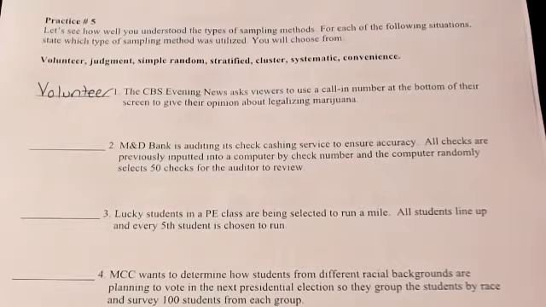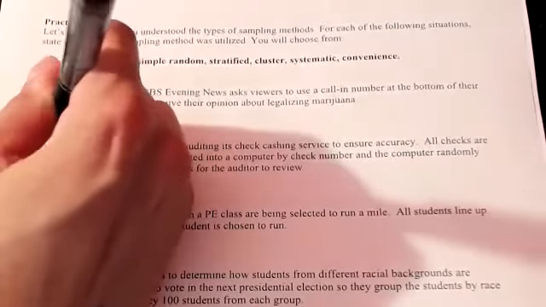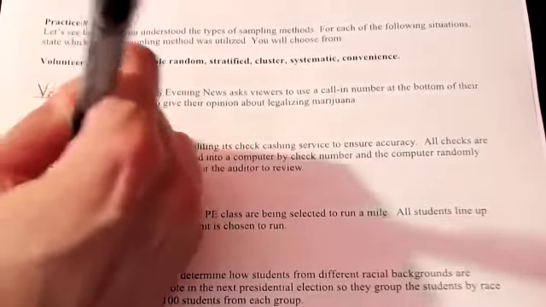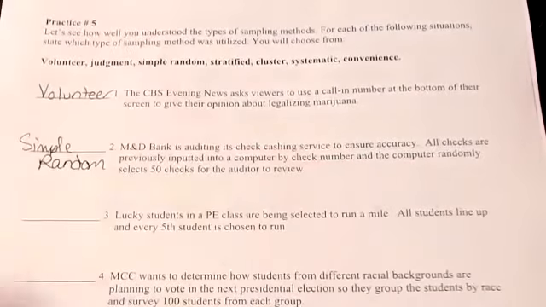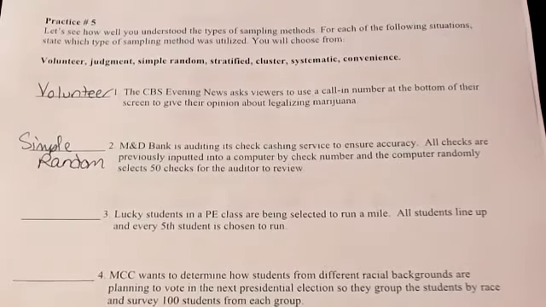Number 2, M&D Bank is auditing its check cashing service to ensure accuracy. All checks are previously inputted into a computer by check number, and the computer randomly selects 50 checks for the auditor to review. This is simple random. So you're using a number generator to just randomly select 50 of the checks. No big deal. There's no rhyme or reason that is associated with that.